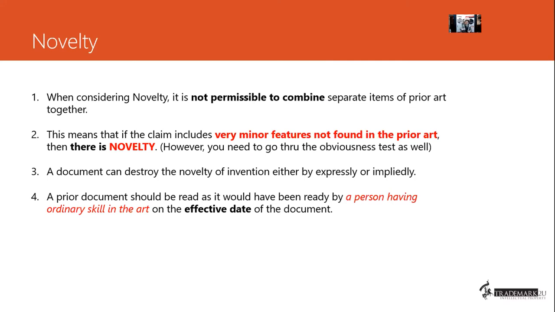So number two. This means that even with a very minor variant, a minor feature not found in the prior art, you can still technically claim novelty on that. But will it pass the obviousness test? We don't know. And number three: a document can destroy the novelty of an invention either expressly or impliedly. So if you are so clever to show people, you try to show off, then that's it. End of story.